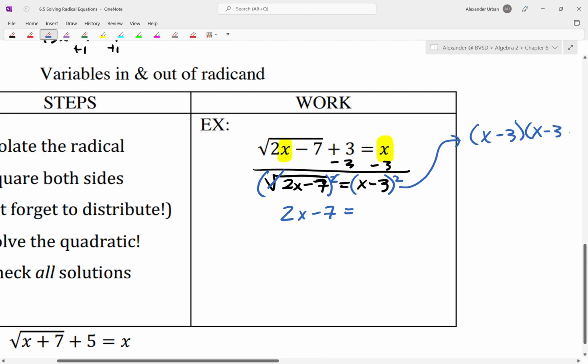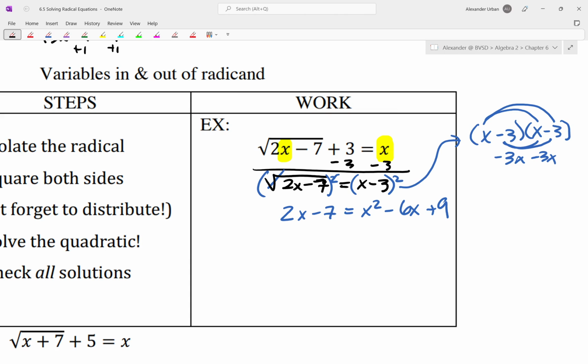it and FOIL it. X times x, x squared. X times negative 3 is negative 3x. Negative 3 times x is another negative 3x, so that's negative 6x. And then negative 3 times negative 3 is a 9. So don't forget to do that. That is what we would call that distribution step, or FOILing. You can also use the box method.